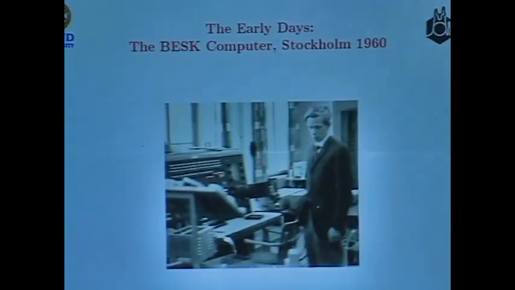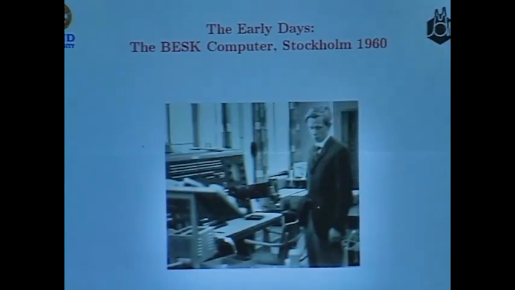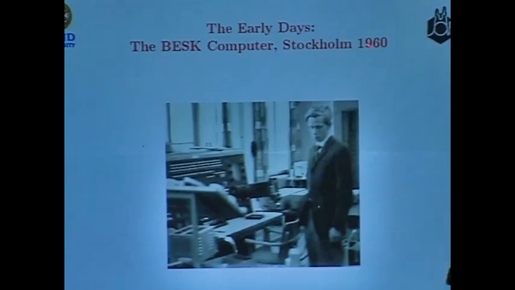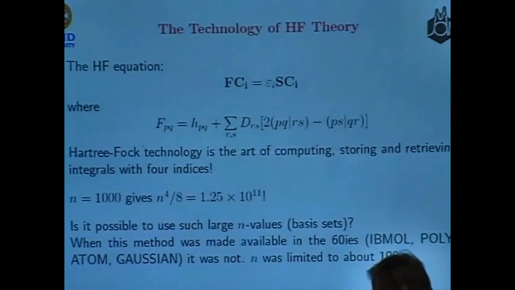Computers were very primitive. Now, this is an extremely primitive computer. That's the computer called BESK, which was available in Stockholm in the early 60s, 1960. And it had a memory size, which in hexadecimal counting was FFF. That was the number of locations. It had to be programmed in machine language, etc. So things started out primitive.